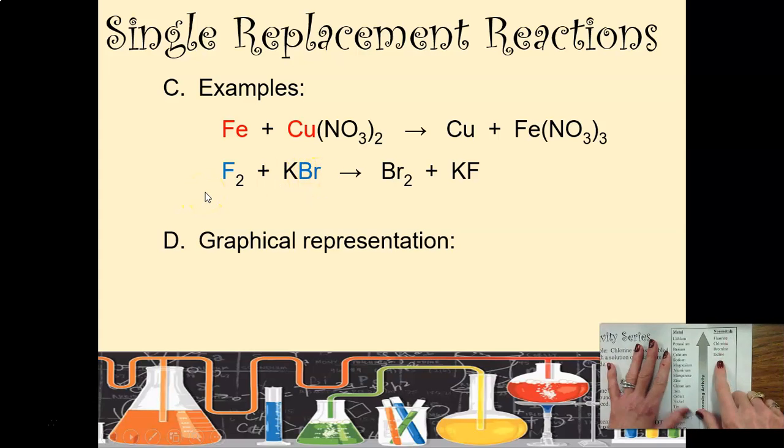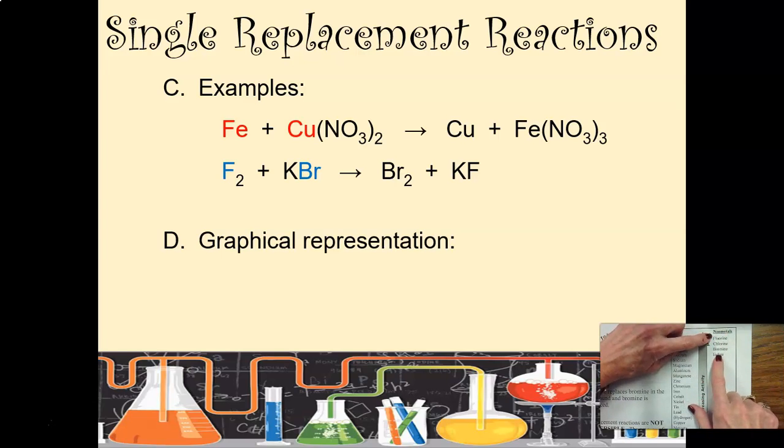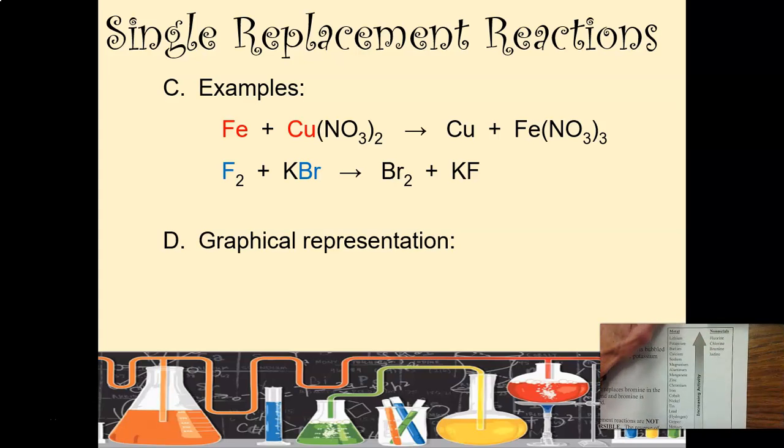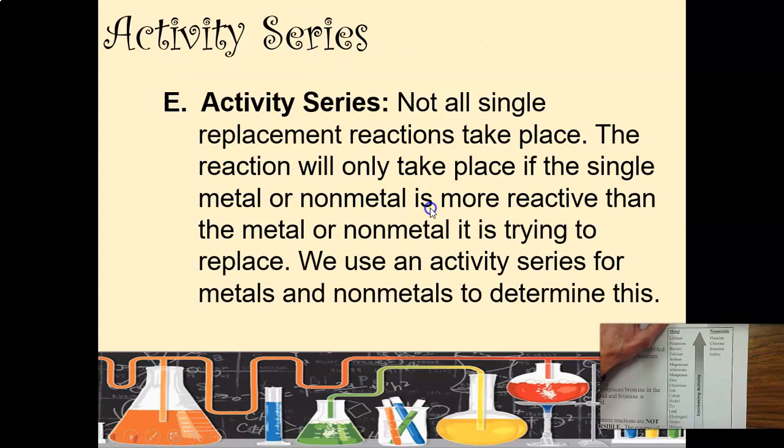So you look on your activity series. Well, here's fluorine and here's bromine. So what that means is fluorine is stronger than bromine, and fluorine will be able to kick bromine out and form the new compound potassium fluoride. It will bond with potassium, and then bromine will be left by itself.